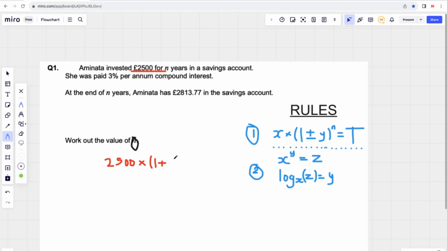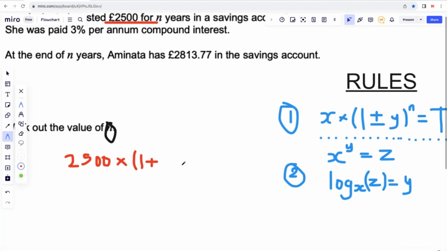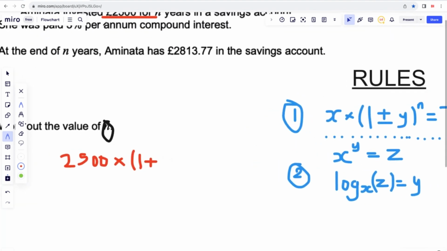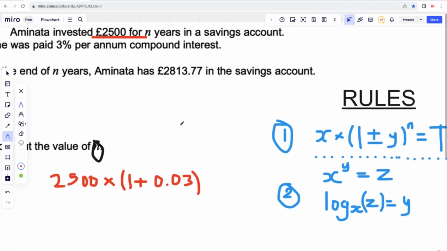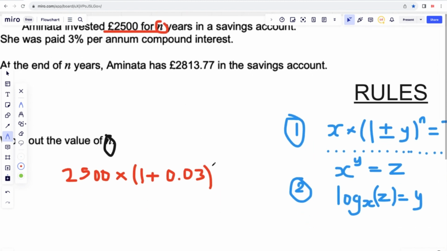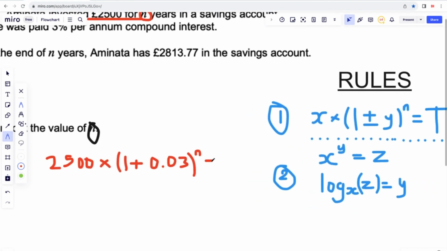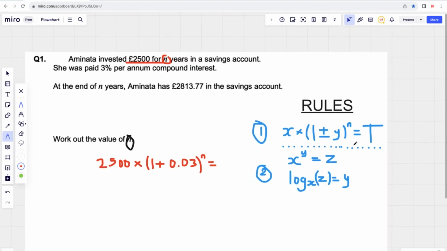And now you have to convert that into a decimal for this formula to work. It's more of a formula, not an equation. So 3% in decimals would be 0.03. And then to the power of the number of years. Now we have to find that, and it's labeled as n, so we're going to keep that as n. And the total, T stands for total, is the end result, in this case 2,813.77, so that's after the interest.